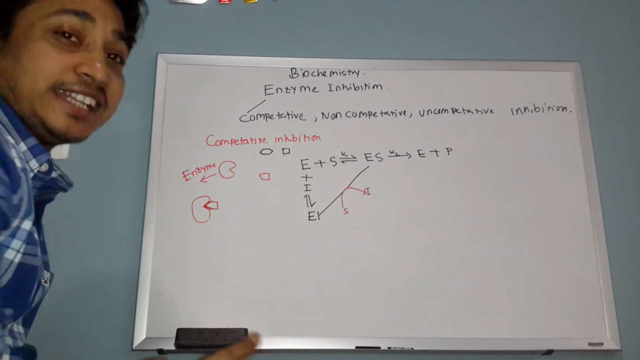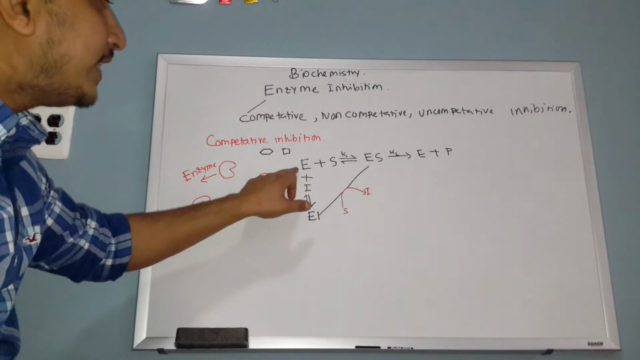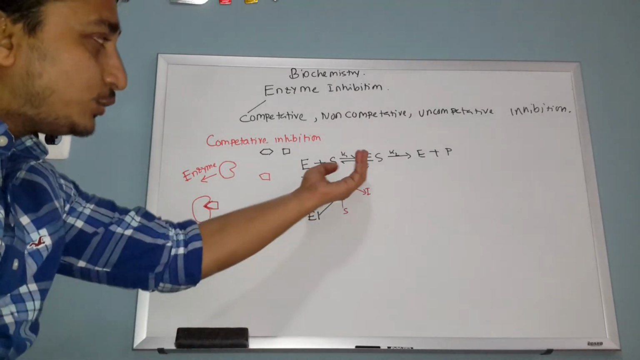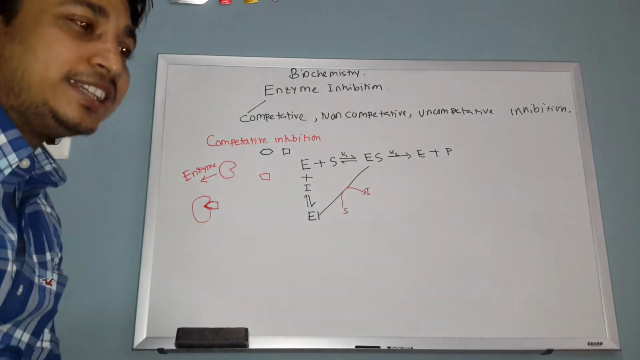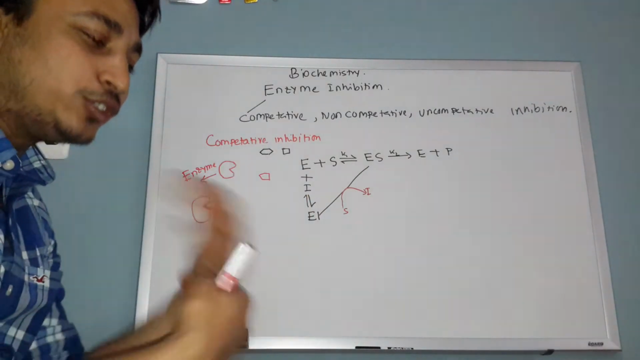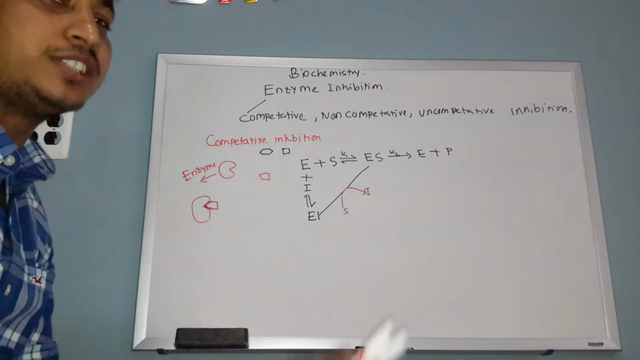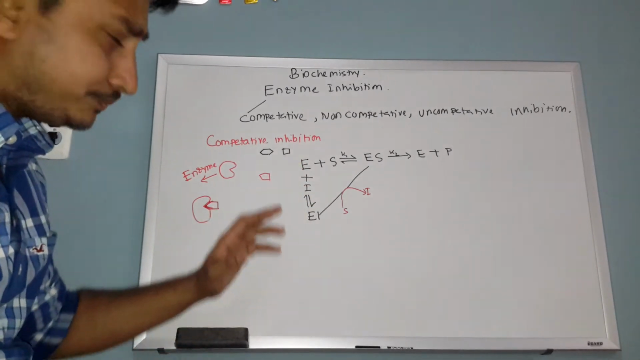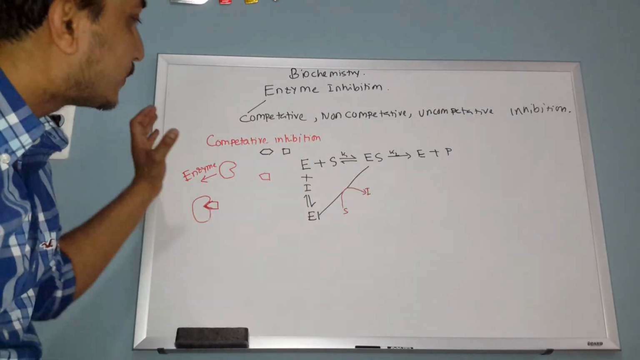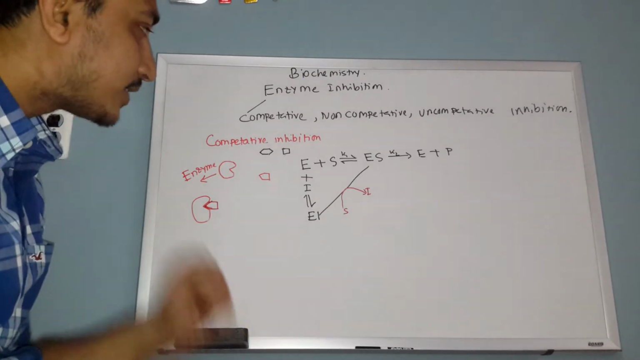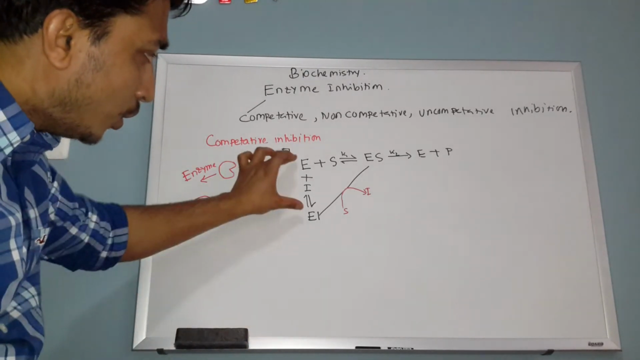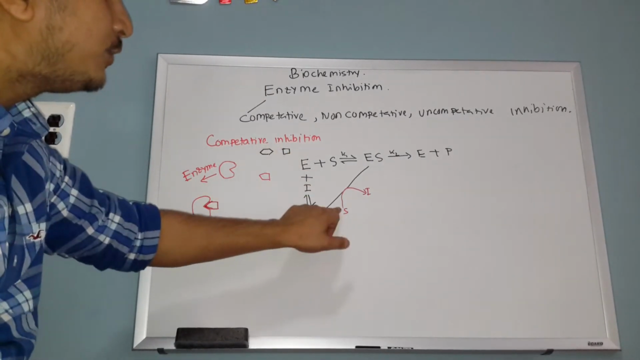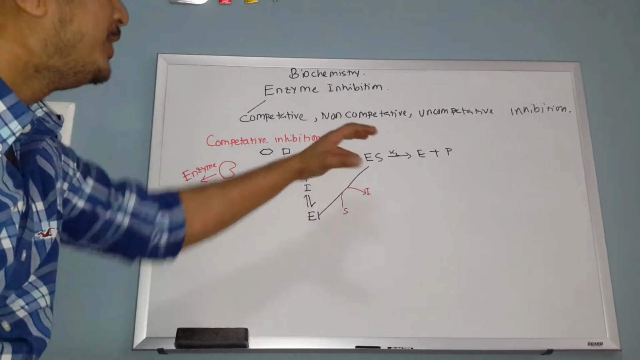Then if you add another substrate, this competitive inhibition you can overcome. How? Because when this one dissociates, it goes back to the original enzyme, and when it comes back to the original enzyme, it is active to bind with something. So if you add the substrate, you can overcome this competitive inhibition. Do you understand what I'm trying to say? When this dissociates, it goes back to the original E, and if you add another substrate, you can overcome the inhibition.